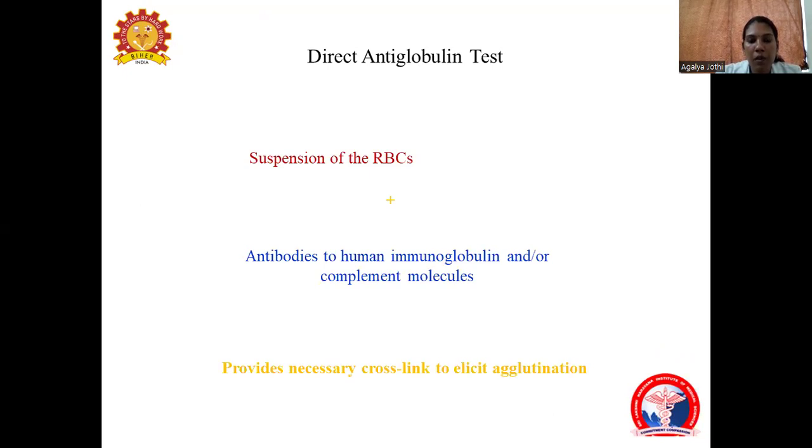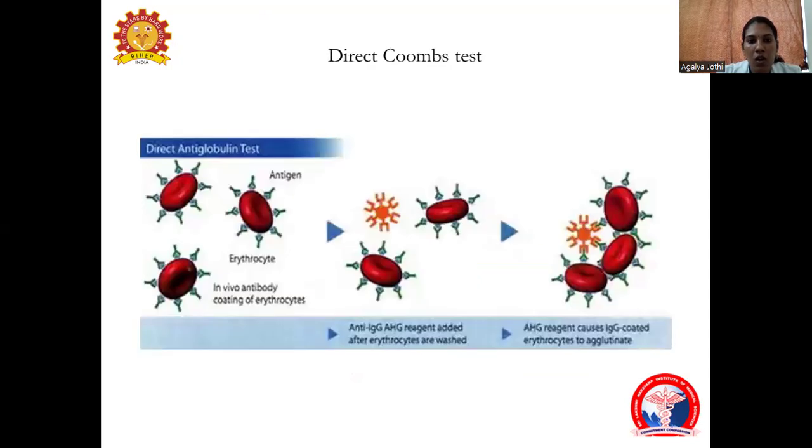This is the mechanism. First, there will be a suspension of RBCs, then antibodies to immunoglobulins or complement molecules have to be added, and this provides a necessary cross-link to elicit agglutination. Here you can see the erythrocytes with in vivo antibodies coating the erythrocytes. Then anti-IgG, anti-immunoglobulin reagent is added after the erythrocytes are washed. Once we add it, the IgG coated erythrocytes agglutinate. This test is positive for the direct Coombs test.